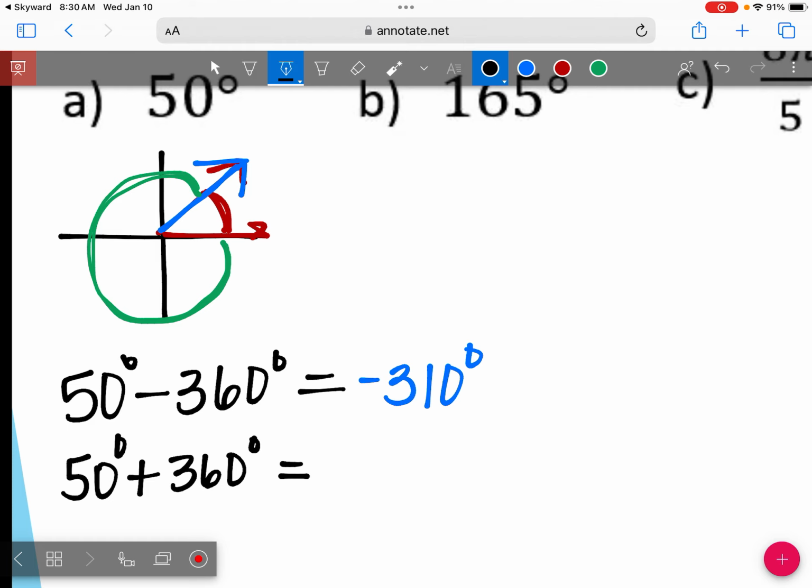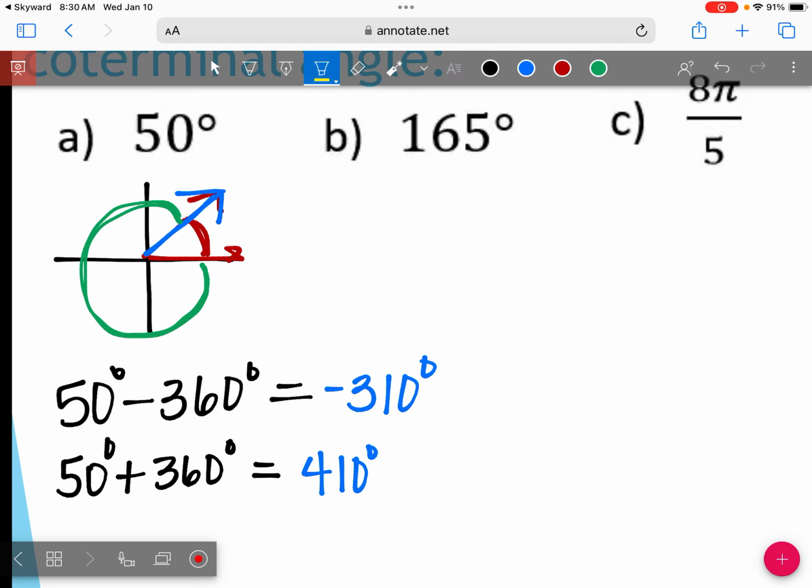And that's going to give you 410 degrees. So what I need for you to understand is that all three of these angles have the exact same terminal side. They would all land at this point on the track.